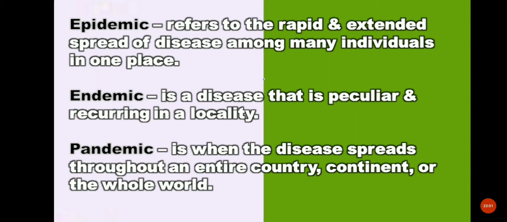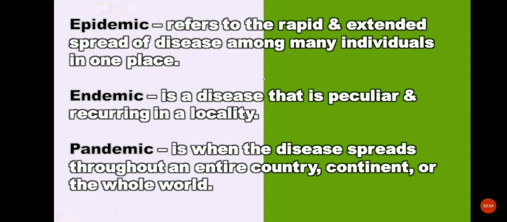Another is the epidemic, which refers to the rapid and extended spread of disease among many individuals in one place. An endemic is a disease that is peculiar to and recurring in a locality, while a pandemic is when the disease spreads throughout the entire country, continent, or the whole world, especially today in our pandemic, COVID-19.